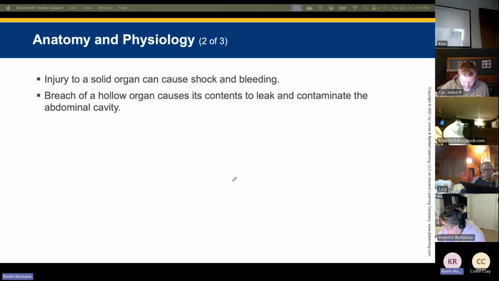So injury to a solid organ can cause shock and bleeding. If perforation of a hollow organ occurs, the contents will leak out and contaminate the abdominal cavity.